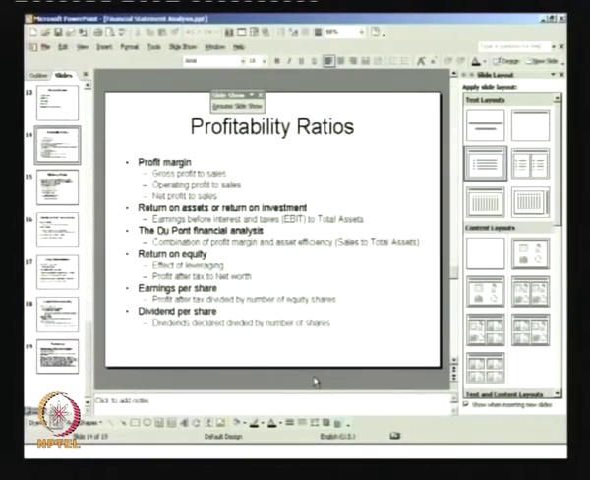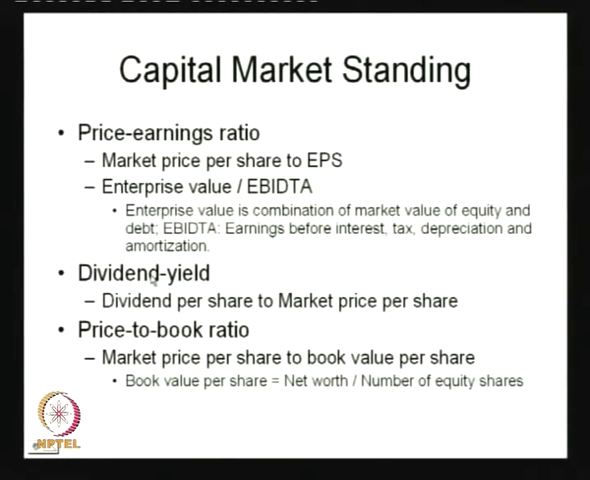Then we go to the next one, that is, our next ratio is called the enterprise value to EBITDA. In this case, instead of taking only the value of equity in the numerator, we take the value of the entire company, that is, the market value of equity as well as the market value of debt, divided by earnings before interest, depreciation, tax and amortization.